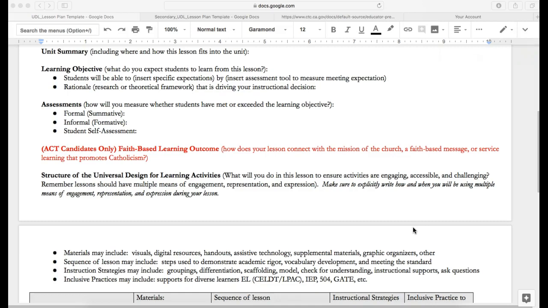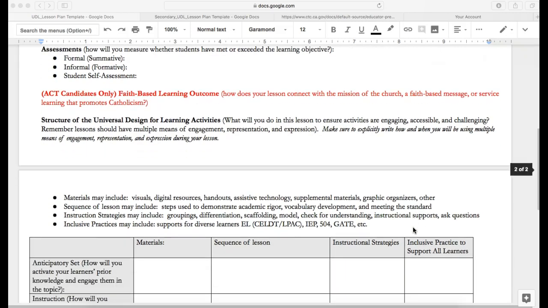Now, if you are in a Catholic school, like some of our students in the Academy of Catholic Teaching program, then they also need to include a faith-based learning outcome. So how does your lesson connect with the mission of the church, a faith-based message, or a service learning that promotes Catholicism? If you're not in the ACT program, then that wouldn't necessarily need to be done, and so that's why it's in red as well.